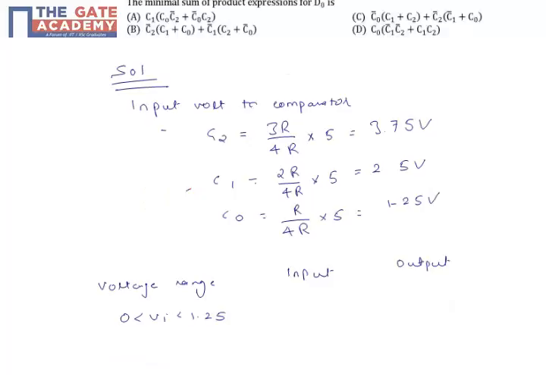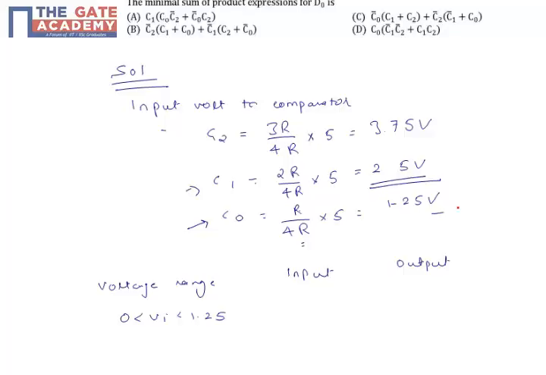Similarly, C1 equals 2R divided by 4R into 5, which is equal to 2.5 volt. Again, C0 will be equal to R divided by 4R into 5, which is equal to 1.25 volt. Now to proceed further, we will draw our truth table for the given input voltage range.